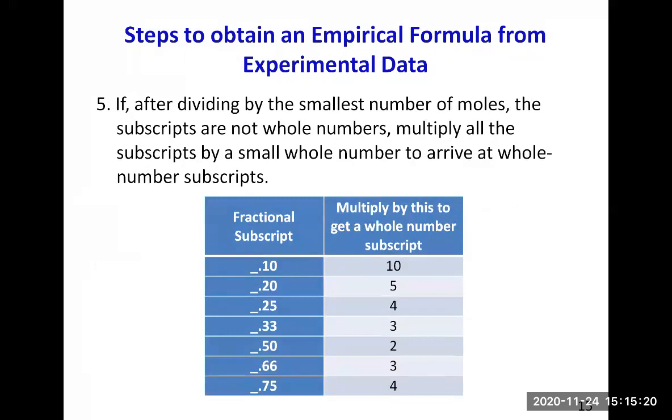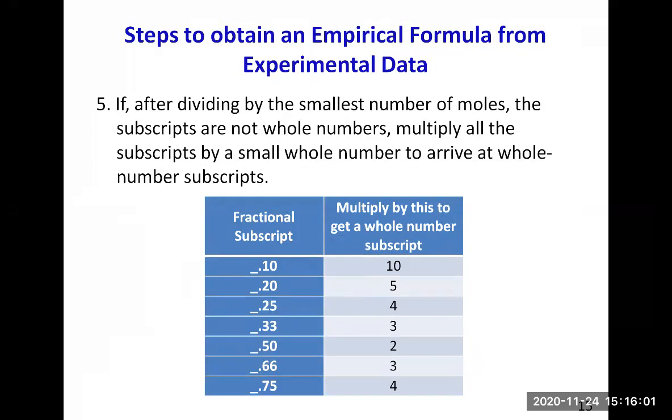If after dividing by the smallest number of moles, the subscripts are not whole numbers, then you multiply all the subscripts by a small whole number to arrive at whole number subscripts. For example, if your subscripts have a fractional part ending in 0.10, then you would multiply all the subscripts by 10 to get rid of that 0.10. If the fractional subscript ends in 0.20, we would multiply all subscripts by 5. If it's a fractional subscript ending in 0.25, you would multiply all subscripts by 4.